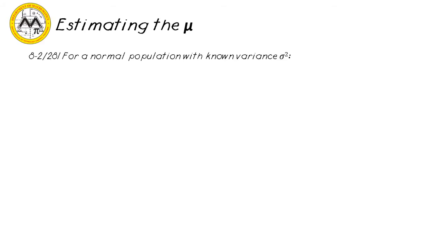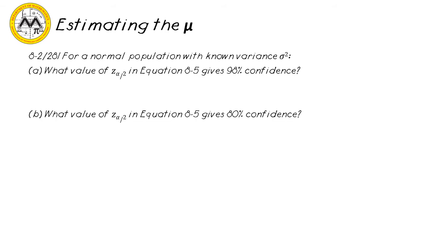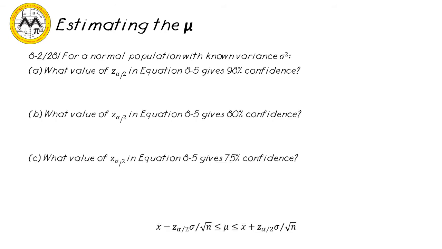Next one. For a normal population with a known variance, what value of z alpha over 2 would give a 98% confidence interval, an 80% confidence interval, and a 75% confidence interval? So for this one, 1 minus alpha is 0.98. So alpha is 0.02. So alpha over 2 is 0.01. So we need to check for the value of z that would give us 0.01.